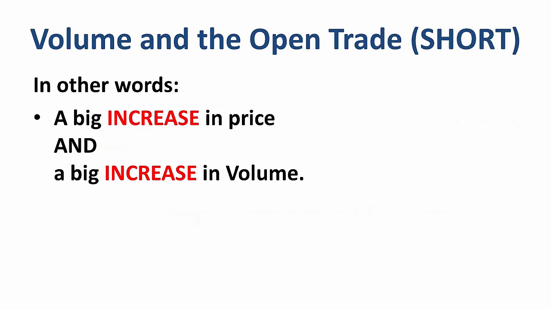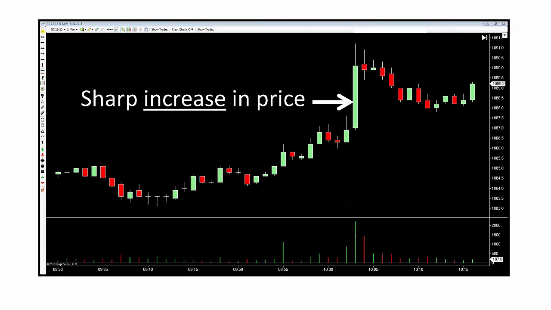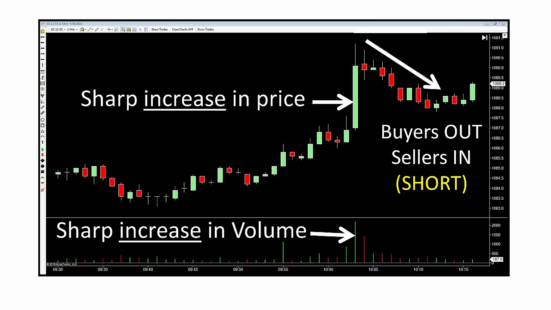Volume in the open trade short, in other words, a big increase in price and a big increase in volume means that the market will probably drop, and I look for a short setup. Here's a sharp increase in price, is what I'm looking for, and a sharp increase in volume. The buyers are out and the sellers step in. I look for a short, and I'm looking for that short off this candle right here. I like to get in on the candle. I can't get in on the close of the candle, but I try to get in at the best price where I think it might go. And I'm always looking to the left to see if there's any support and resistance.